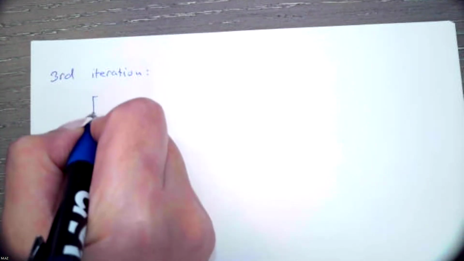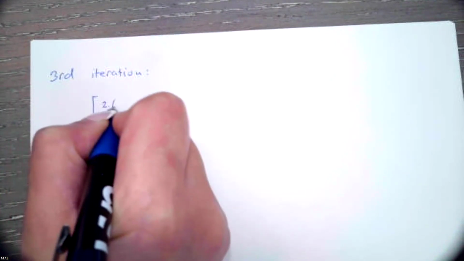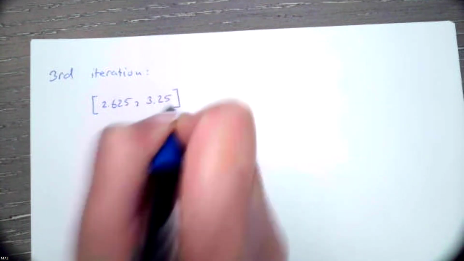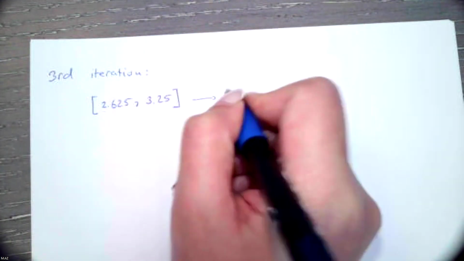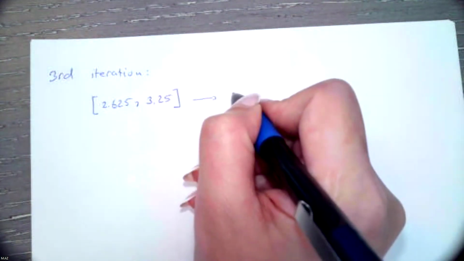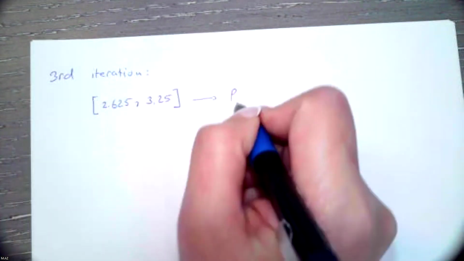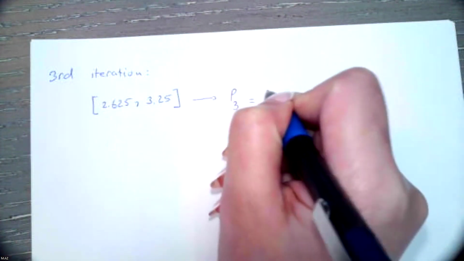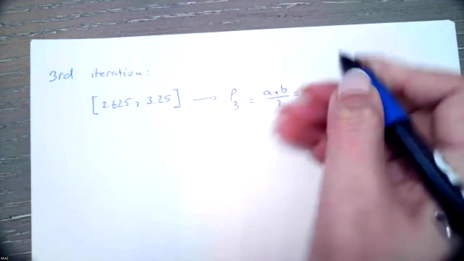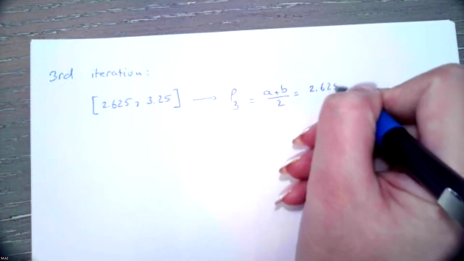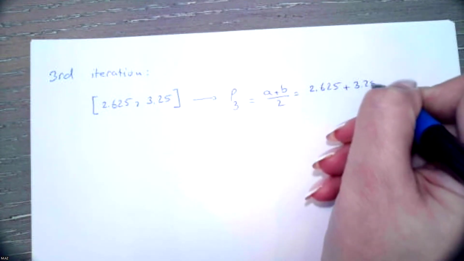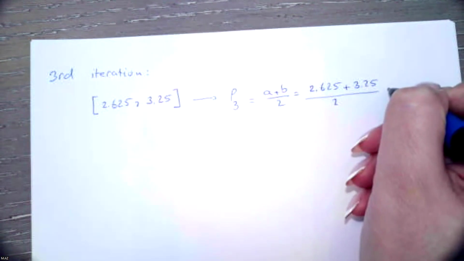Okay, for the third iteration, the interval is 2.625 to 3.25. Now we are trying to find the midpoint for the third iteration. A plus B over 2, 2.625 plus 3.25 over 2.